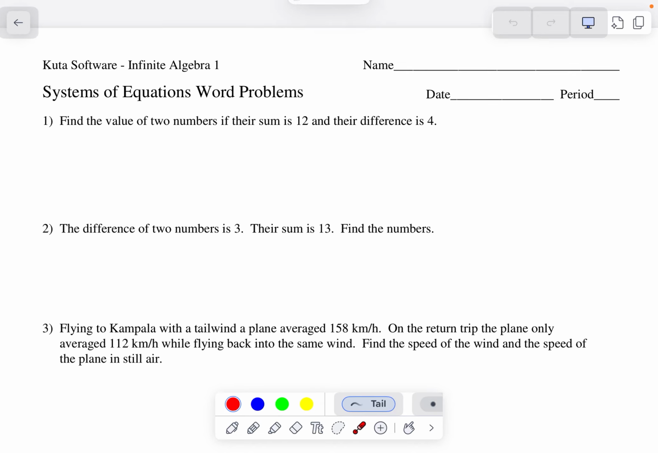So, 3 system of equation word problems. You may solve them using substitution, elimination, or graphing. I don't care. The key is to be able to set up the system. If you can set up the system right, then you're good to go, okay?